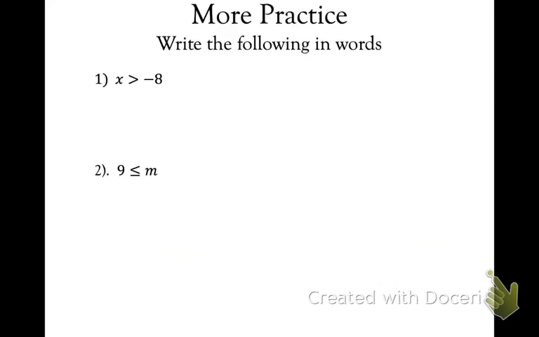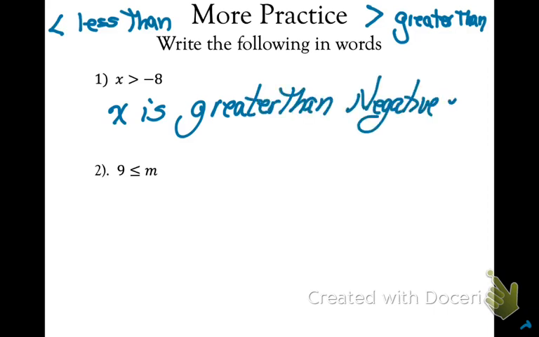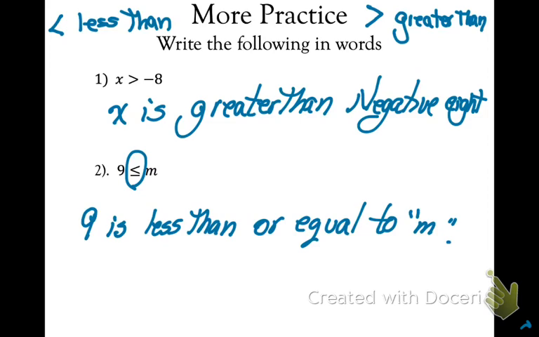Write the following in words. Well, remember that if it's pointing to the right, you're going to read it greater than, and if it's pointing to the left, you're going to read it less than. You need to memorize that. So this first one is going to be x is greater than -8. And the second one is going to be 9 is less than or equal to m, because we have the little line underneath the less than symbol.